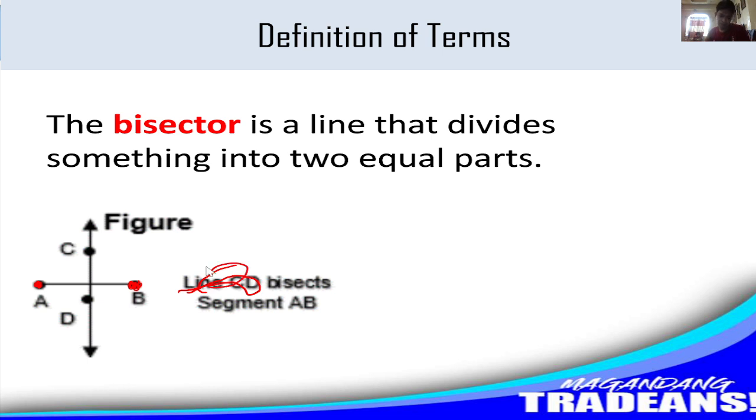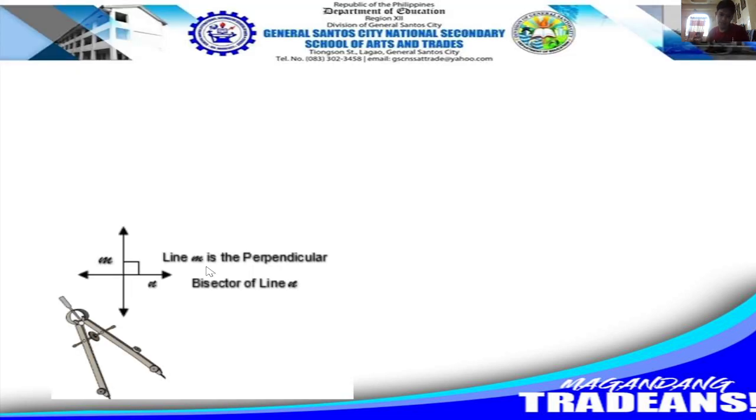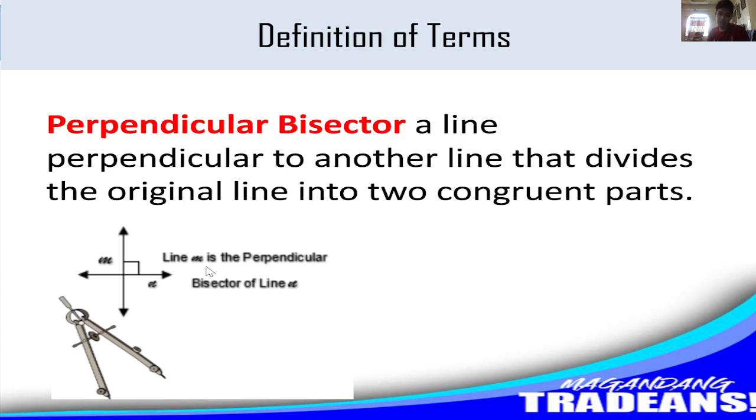Sorry for that. So let's proceed to the next one. Okay, perpendicular bisector. A line perpendicular to another line that divides the original line into two congruent parts. So ang perpendicular bisector naman po, it is bisector, para din siyang line bisector, pero perpendicular siya. Ibig sabihin ng perpendicular, makakreate siya ng 90 degrees na angle. Okay? So, take a look at this example.